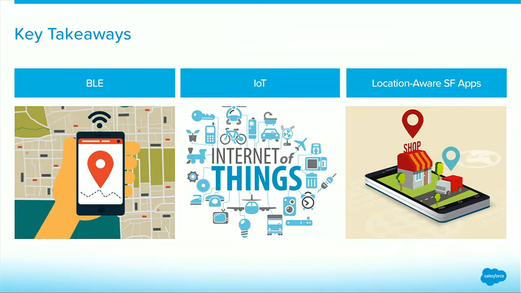There are three main takeaways that I hope everyone can leave today's talk with. The first is Bluetooth Low Energy, what it is and how it works. The second, how it applies to the Internet of Things craze that we're going through right now. And most importantly of all, how Bluetooth Low Energy can be leveraged to build your own location-aware Salesforce applications.